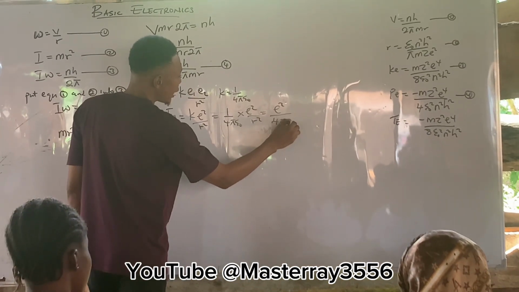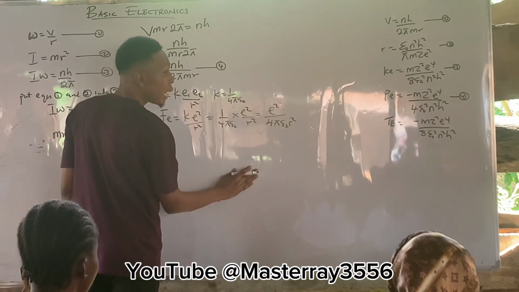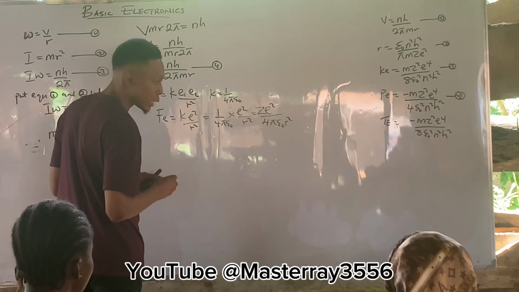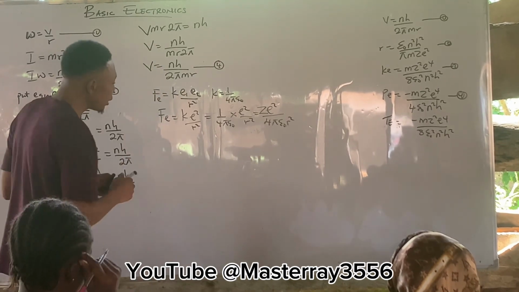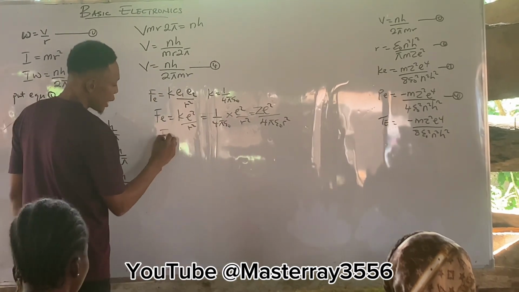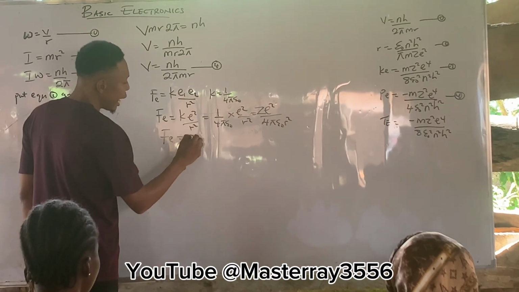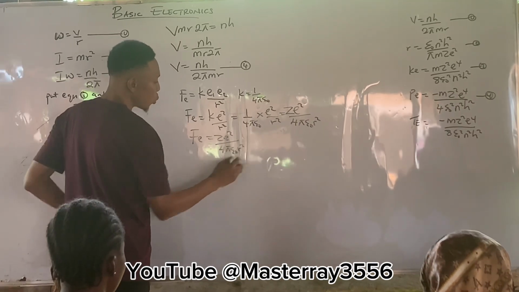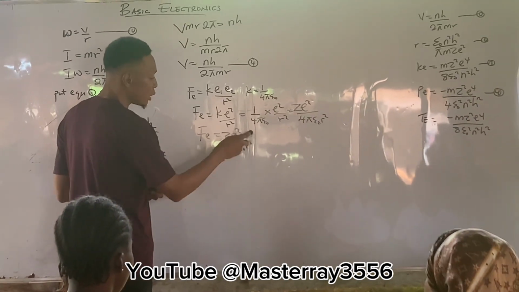4πε₀r². Now this time you add Z to it. Okay, that Z there is constant. Now from here, simply, hello, pay attention, your Fe is Z² over 4πε₀r². So I just explained how this one came about.